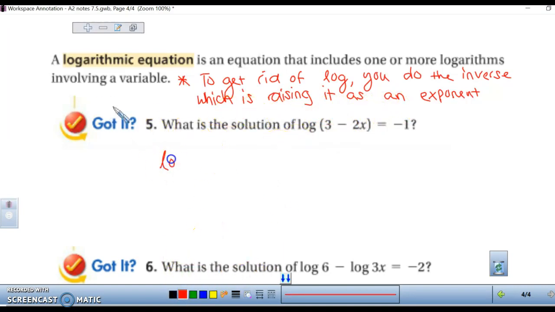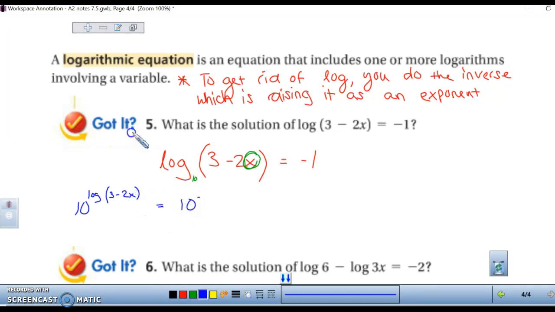So we have log of (3 minus 2x) equals negative 1. So notice our x is inside our log. So we need to get rid of log. The way we do that is we look at the base, and there is no base, so it's implied that it's a 10. So what we're going to do is we're going to raise both sides as a little tiny exponent. And we're going to do that to both sides.